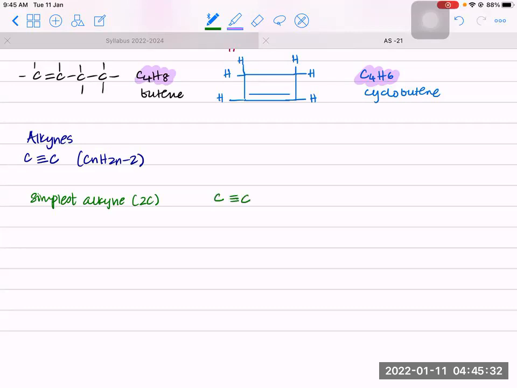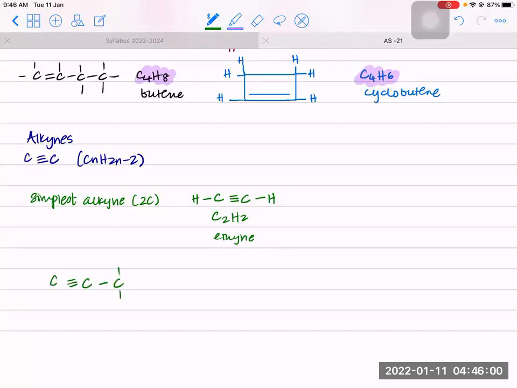So you have a carbon-carbon triple bond. Each carbon is making three bonds. This will be the fourth. This will be the fourth. Yes. So C2H2. This will be called what? Ethine. Clear? Because it's made of two carbons, alkyne. So this will be called ethine. Understood?